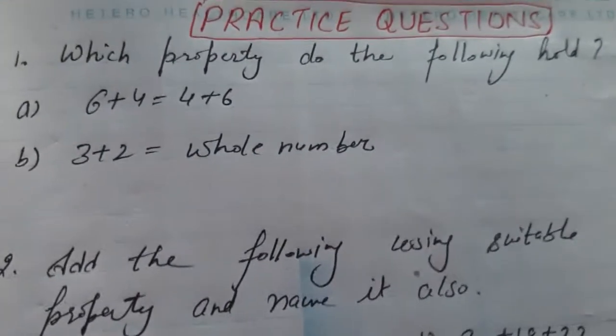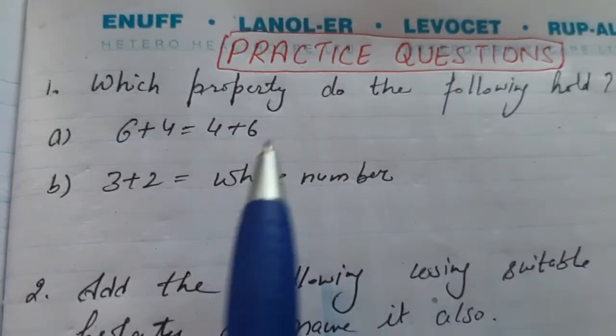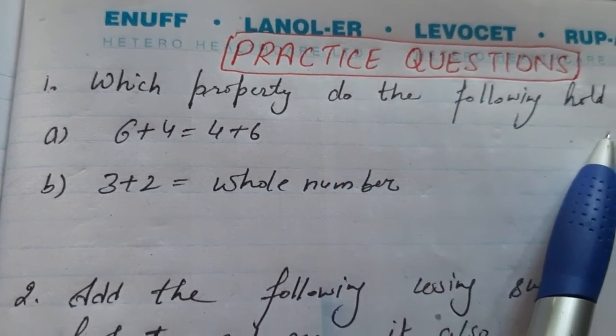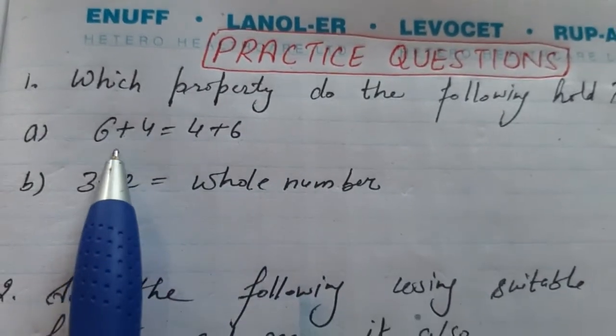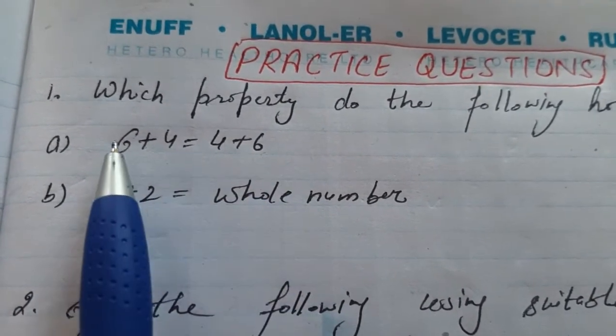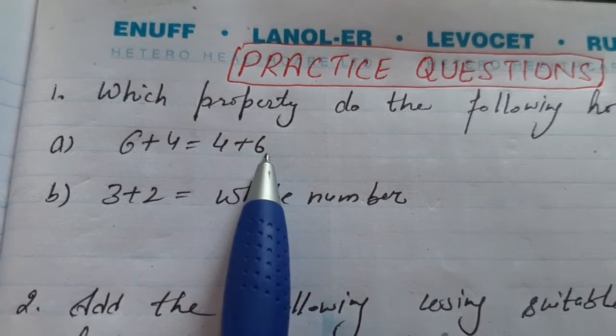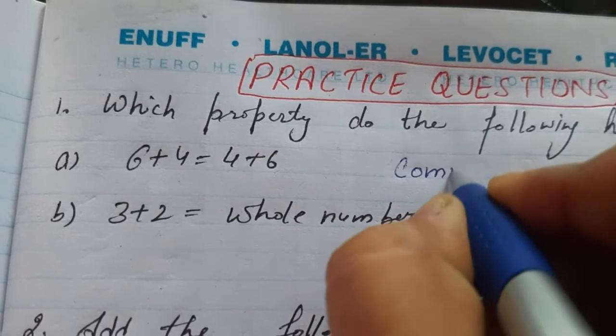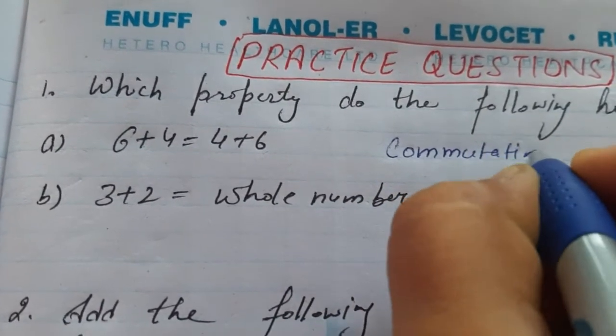Let us discuss some practice questions of whole numbers. Which property do the following hold? So, which property is used here? 6 plus 4 is equal to 4 plus 6. 6 plus 4 is 10 and 4 plus 6 is 10. So, it means we use here the commutative property.